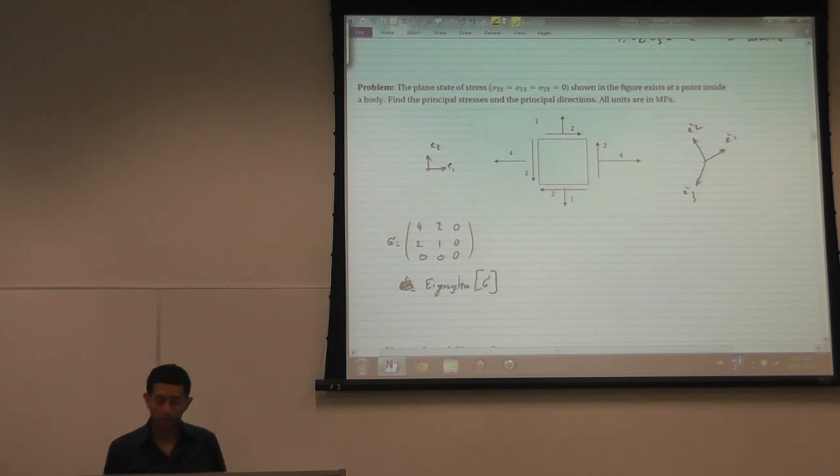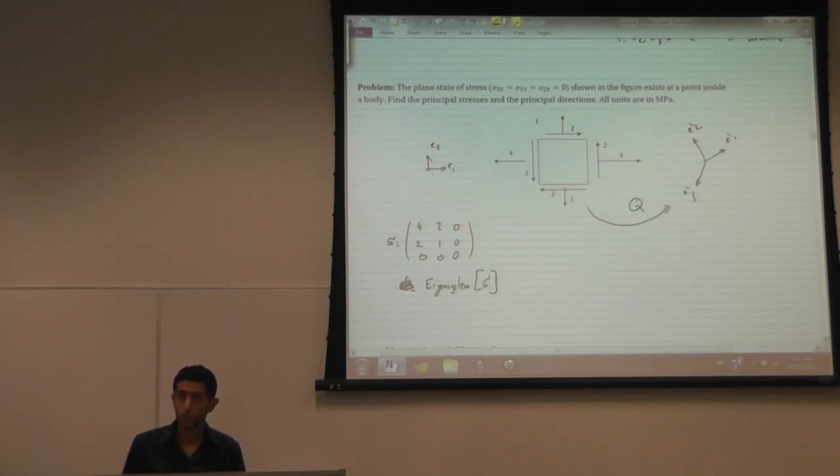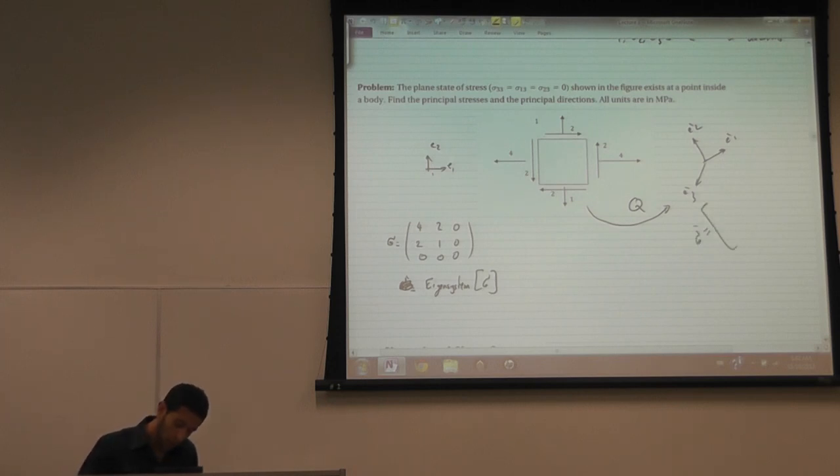And you'll get three eigenvalues and three eigenvectors, and when you change your coordinate system from this to the new coordinate system described by the eigenvectors, you're going to get that sigma prime, for this particular problem, will be equal to 5, 0, 0, 0, 0, 0, 0, 0, 0. Which means in this orientation I only have 5.